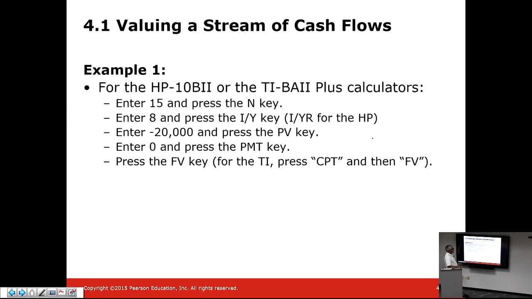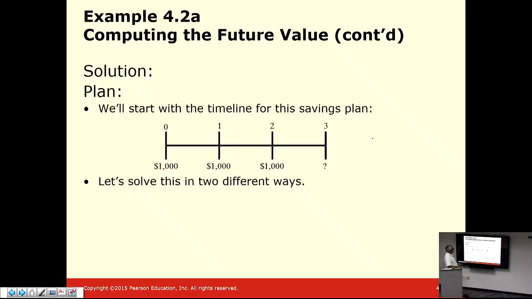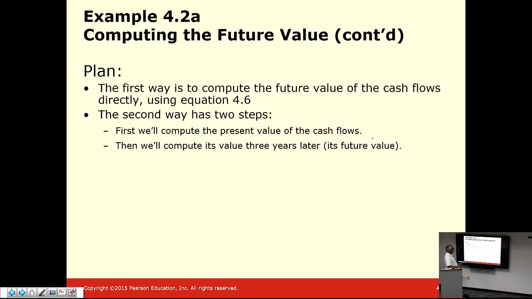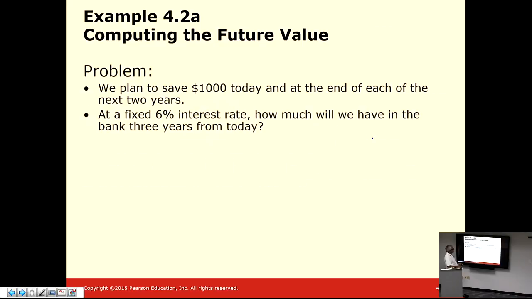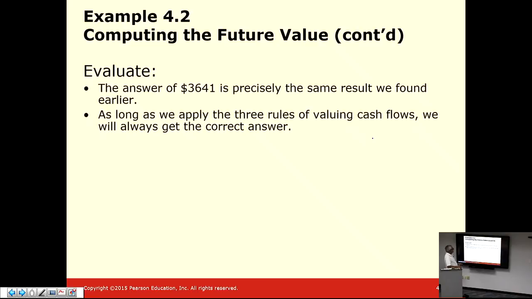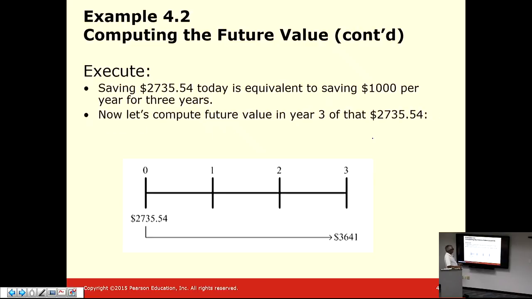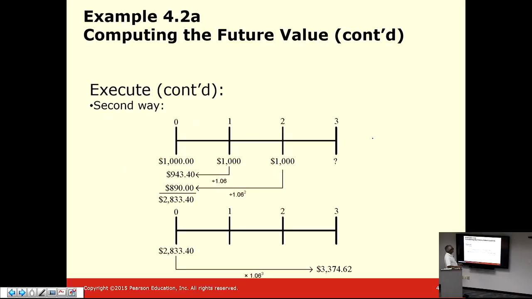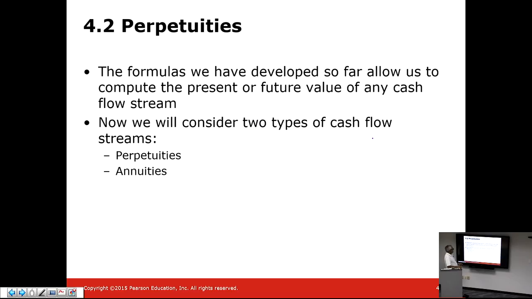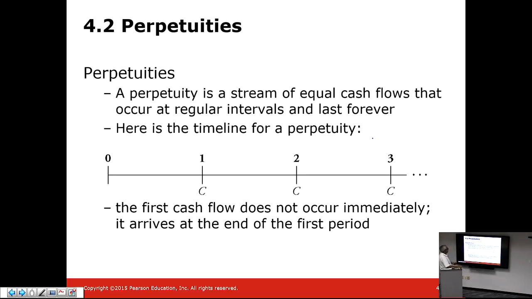Okay, so we have already talked about this. We have gone through it. Now I want to look at a different type of cash flow that we call perpetuity, but we will cover that in the next lecture.